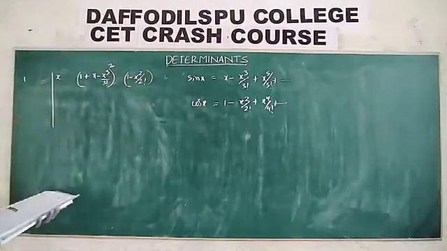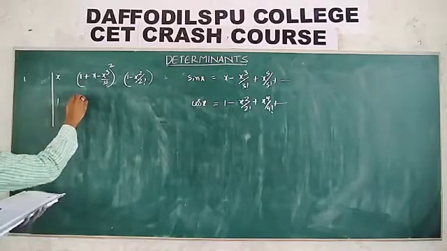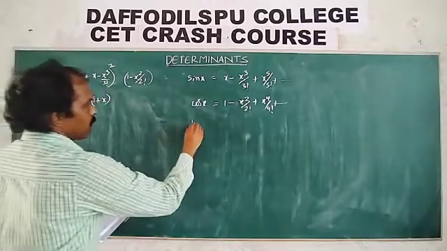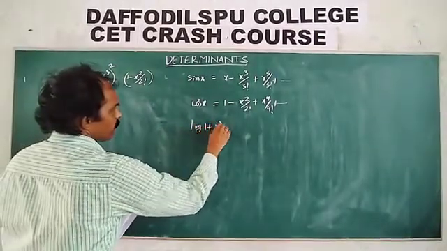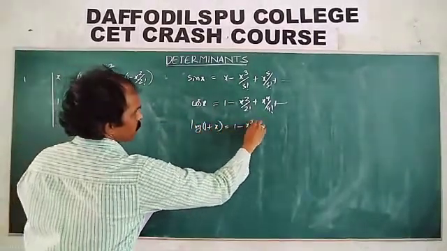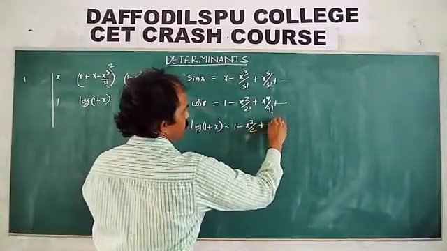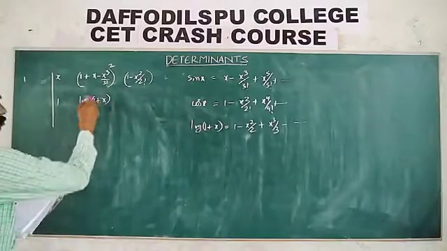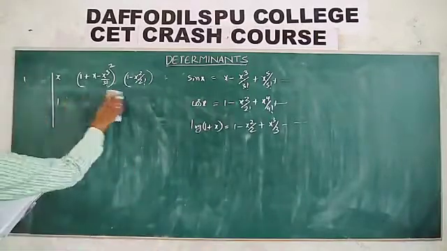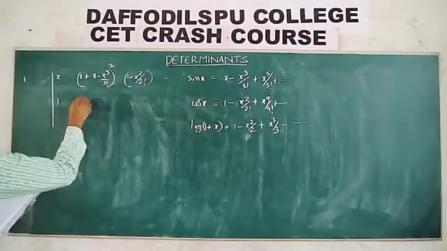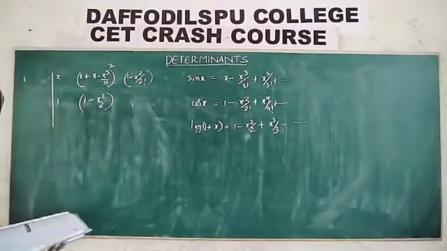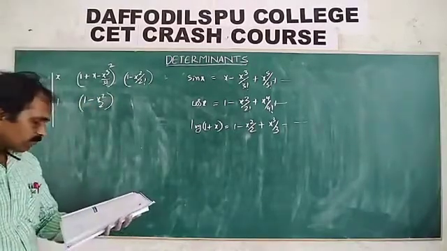Right. Next, log 1 plus x. The value of log 1 plus x is equal to x minus x square by 2 plus x cube by 3 minus and so on. Therefore, in place of log 1 plus x, take x minus x square by 2 and so on, enough, because they ask for the x coefficient only.